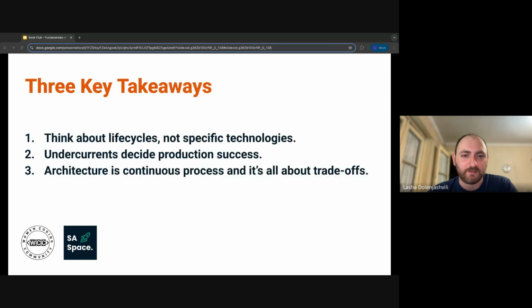And this is my last slide about three key takeaways from this book. The first one is think about life cycles, not specific technologies. The second one is undercurrents decide production success. And of course, architecture is a continuous process and it's all about trade-offs. So your goal is not a perfect final design, but a flexible, reversible one that can evolve. So we should plan for failure, measure our costs and performance, and always be iterating.